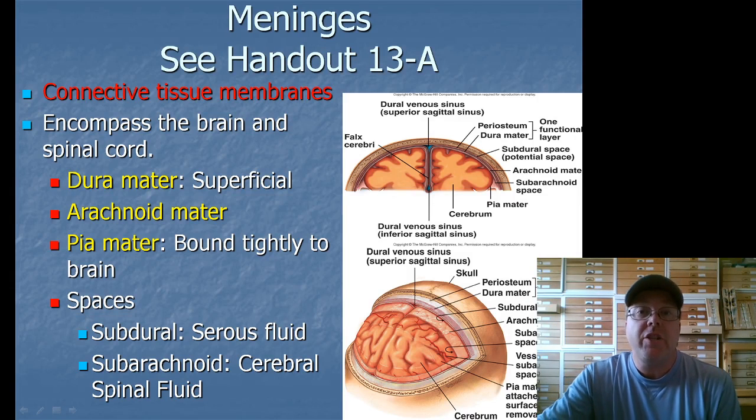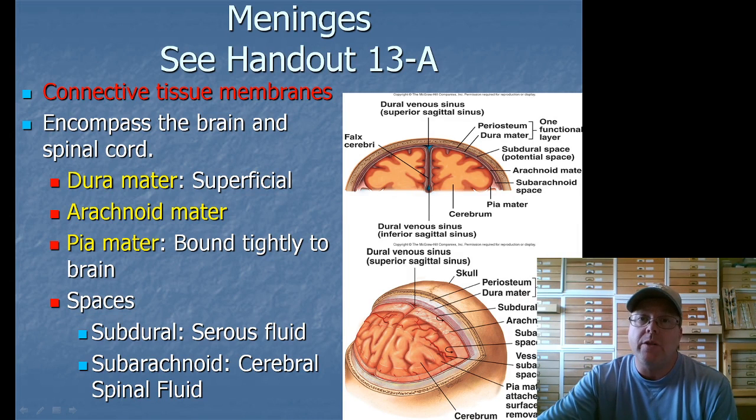Okay, now the meninges of the brain are the same as the meninges around our spinal cord. Remember, this is the membrane that protects our brain and spinal cord. Back in chapter 13, I went over this, so I don't want to spend a ton of time on it, but we're going to go back to handout 13A just for a quick review.